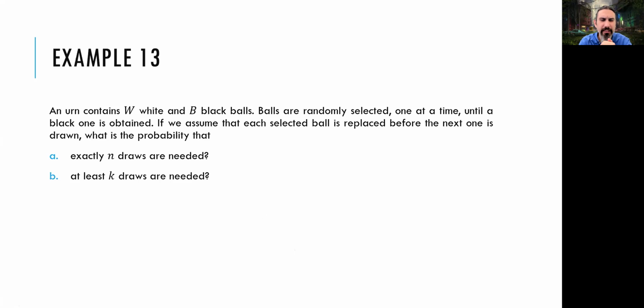If we assume that each selected ball is replaced before the next one is drawn, this is important, because if I don't replace it, the probability changes, so I cannot have a Bernoulli trial because they are all different Bernoulli trials, so they don't have the same success rate. If I just take it out and don't put it back in, they're just random trials.